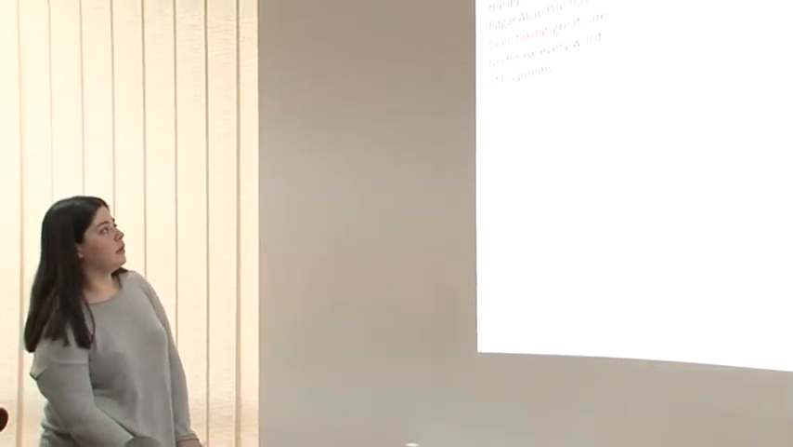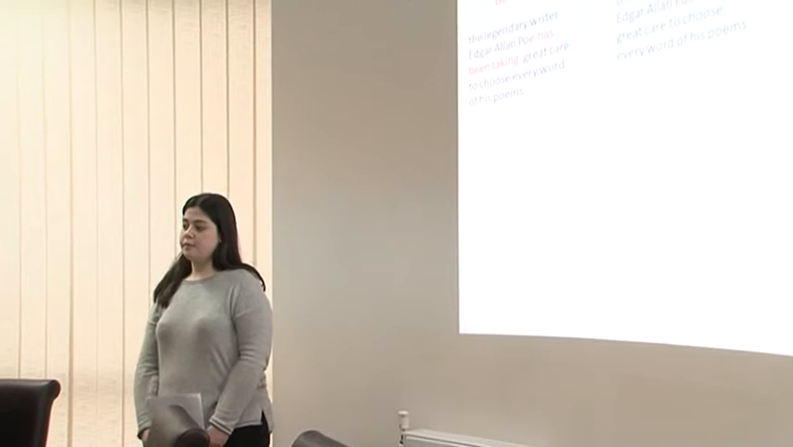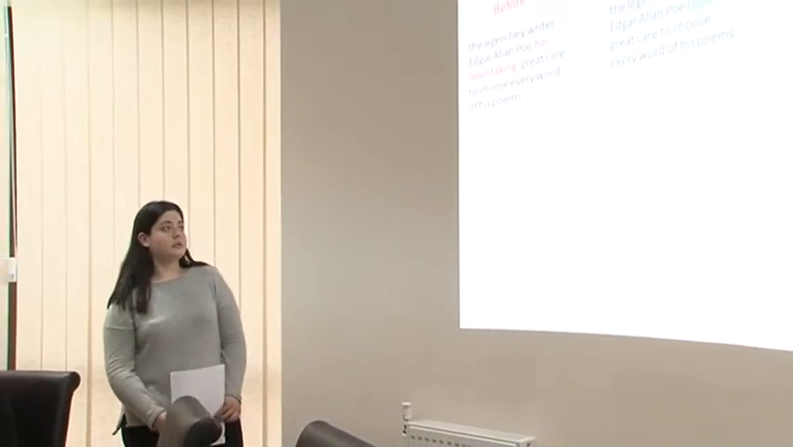Here are grammar errors. Let's see the first sentence. The legendary writer Edgar Allan Poe has been taking great care to choose every word of his poem. Has been taking is present perfect continuous, so it is incorrect. There must be present simple. Let's see the next sentence. Has been is present perfect, so it has to be is, because we're talking about present simple and general facts.